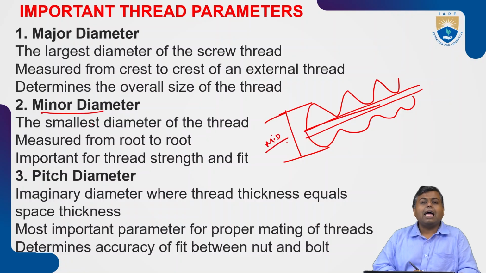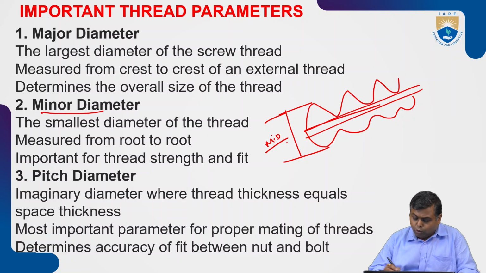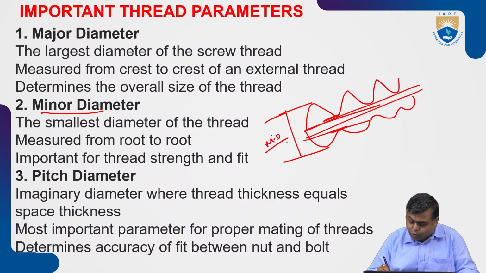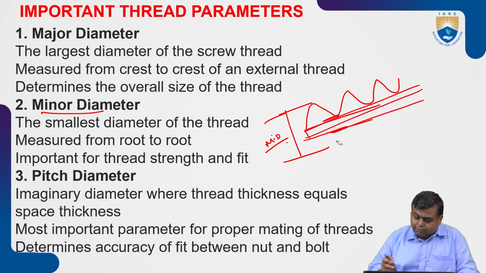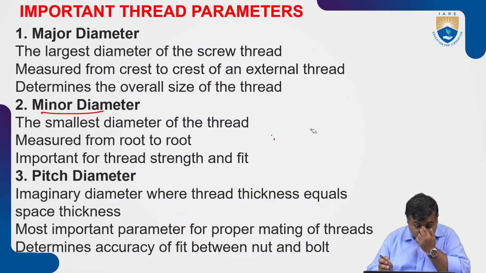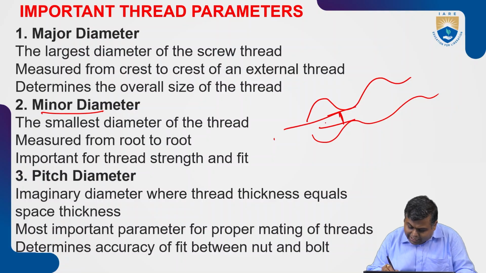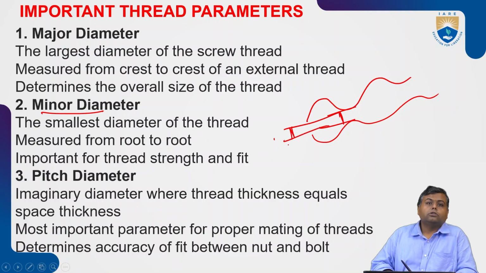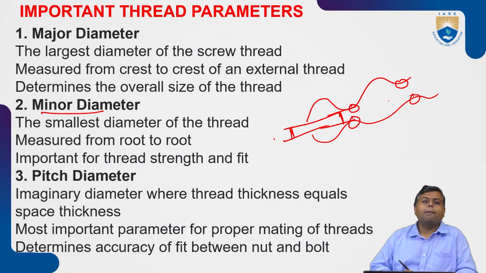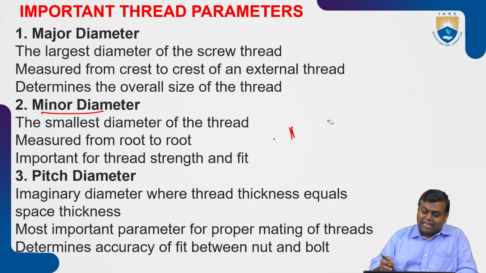When it comes to minor diameter, it is the smallest diameter of the thread measured from root to root. So if I say root to root, the screw's helical grooves will be in this format, and the opposite side also has wavy nature. This is called the minor diameter. The minor diameter also has importance because it should touch root to root. Then only it will make a perfect movement in the application.